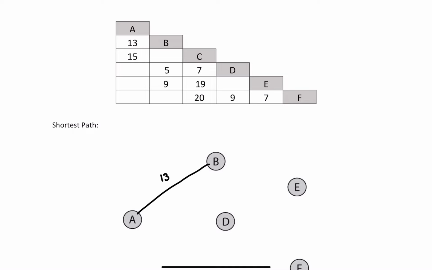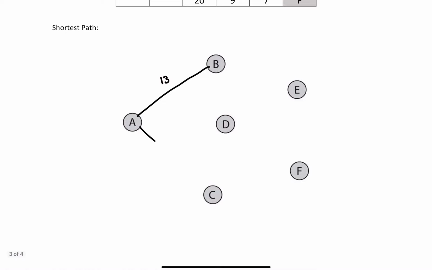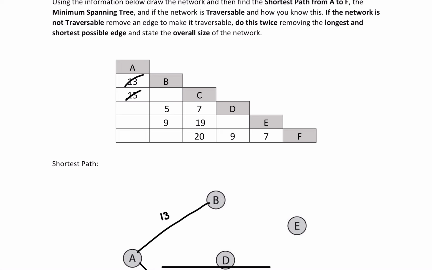Once I've done that for A, I'm just going to cross it out so I don't do it again by accident. I'm then going to look at the next value in A's column, and that is connected to C, because it's in C's row, and its value is 15. So I'm going to draw a line from A to C with a value of 15. So I've done every connection from A.